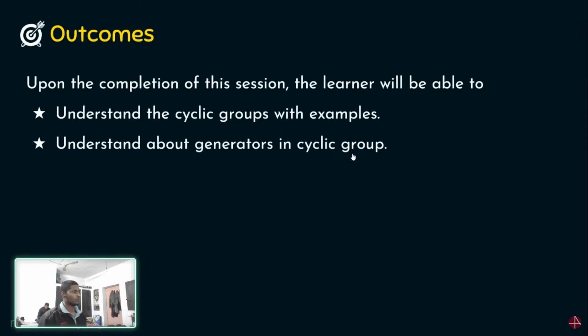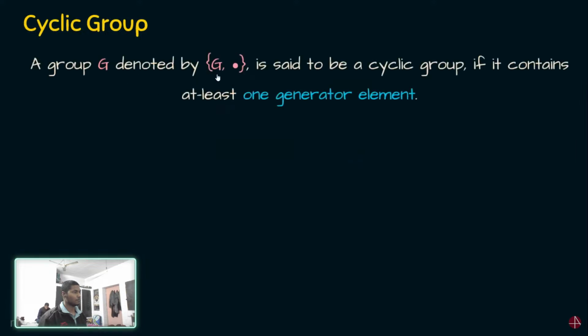Let's directly step into the topic of the day, cyclic group. Let's see the definition now. A group G, denoted by G comma dot, is said to be a cyclic group if it contains at least one generator element. When you have a group, obviously it should satisfy the 4 important properties: closure, associative, there should exist an identity element and an inverse element. G is said to be a cyclic group if it contains at least one generator element. No worries, when we see some examples, you will understand when a group is said to be a cyclic group and what is a generator element.